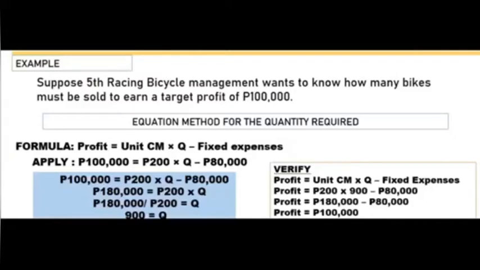To make sure that our answer of 900 is correct, we need to verify it. It is on the side. In verifying, we just need to substitute all the values given. So profit is equal to unit CM times Q minus fixed expenses. Profit is equal to 200 multiplied by 900 minus 80,000. So the answer is 100,000, which is correct, since it is the target profit in the problem.